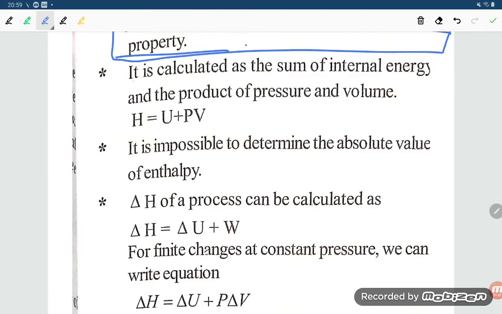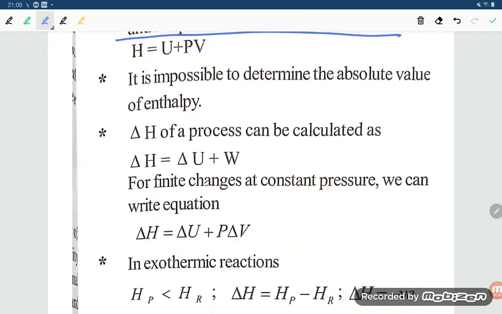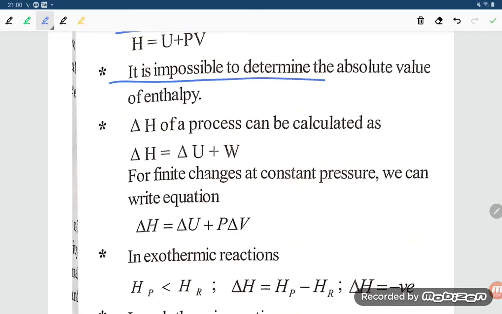Now let us try to understand. It is calculated as the sum of internal energy and the product of pressure and volume work. So we can calculate the total heat contained with the help of internal energy and pressure volume work. The sum of internal energy and pressure volume work is known as what? Enthalpy.